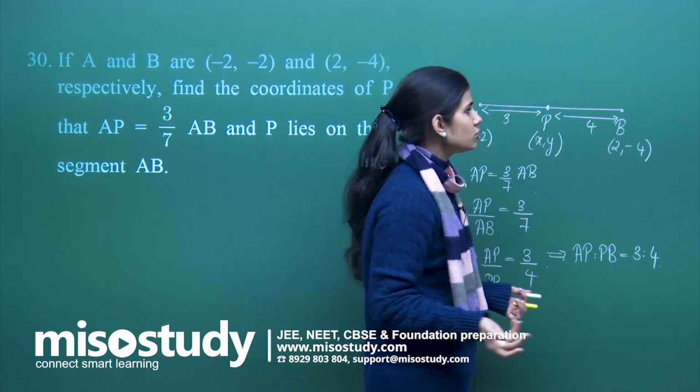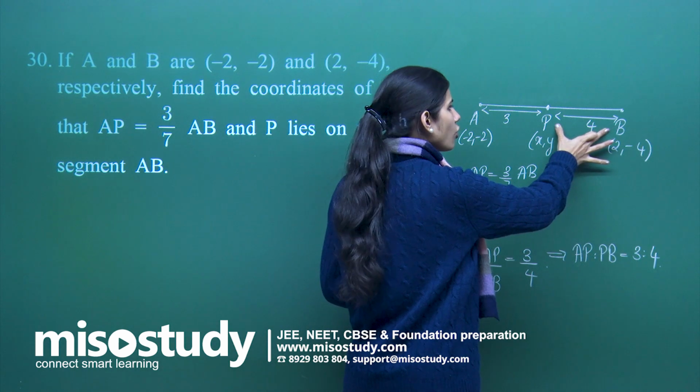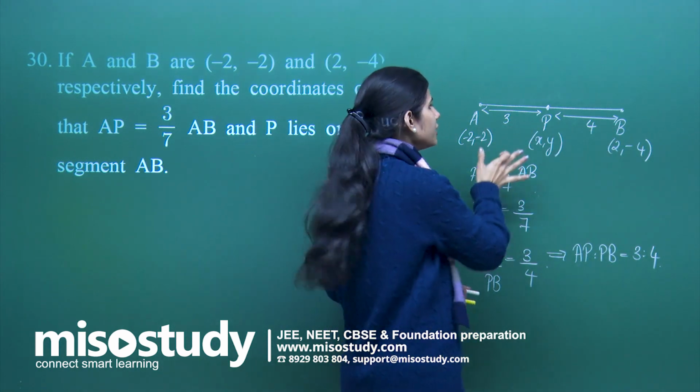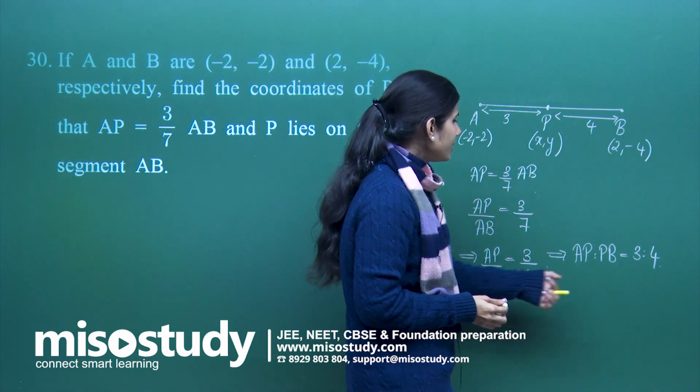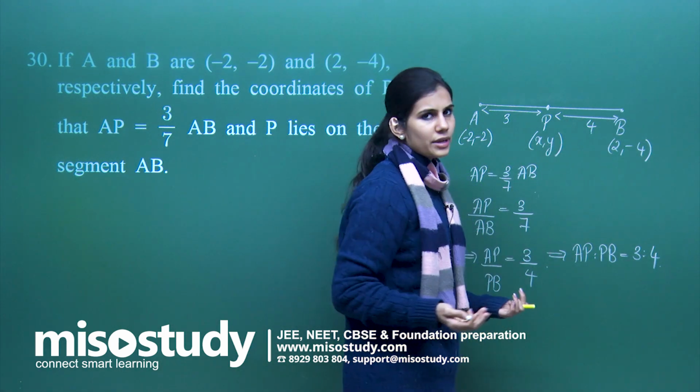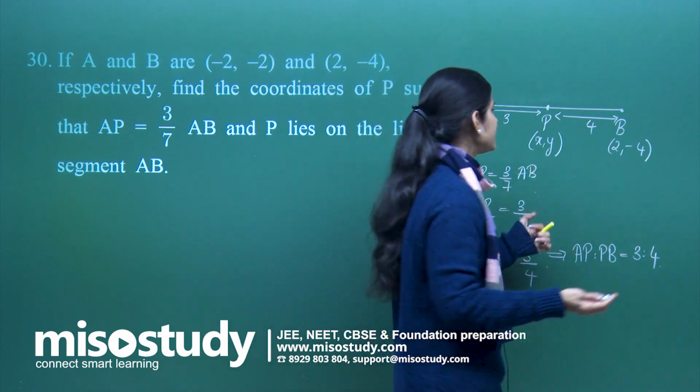Anything could have been given to you. In that case, you would have got 4 already, you would have concluded about 3. Here you have got 3 already, you concluded about 4. Okay. The moment I have got this ratio, now I just need to directly use the section formula to get the coordinates x and y.